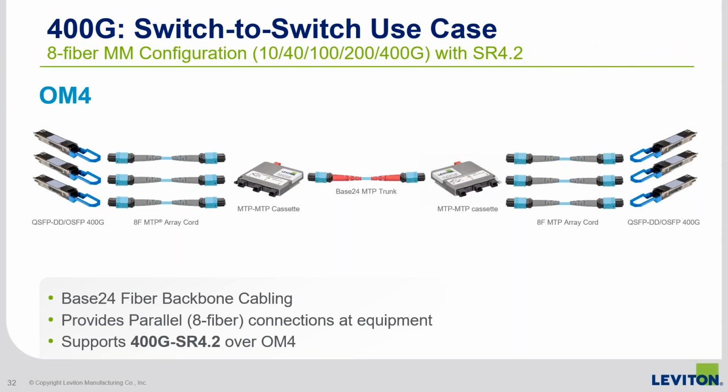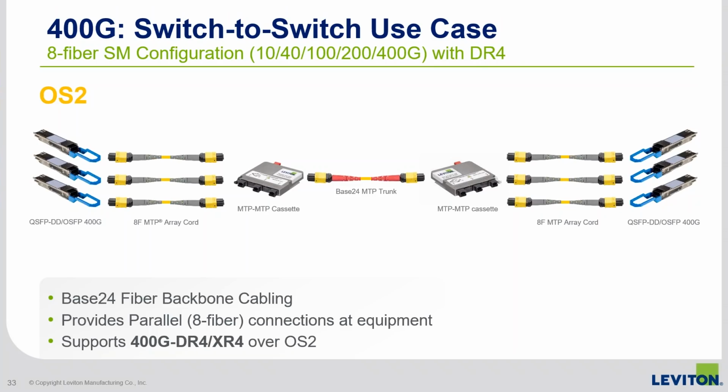The next one I want to talk about is 400 gig on the multi-mode solution. This is with the BiDi or the SR4.2 solution I talked about. This would be using OM4, the same backbone cabling that we've talked about, which allows the flexibility in this case to maximize your fibers, right? Still 100% utilization. You're using array cords from the transceivers at the switch into a conversion cassette, and the same on the other side. This does provide the parallel 8 fiber at the equipment side. Okay, hopefully that makes sense.